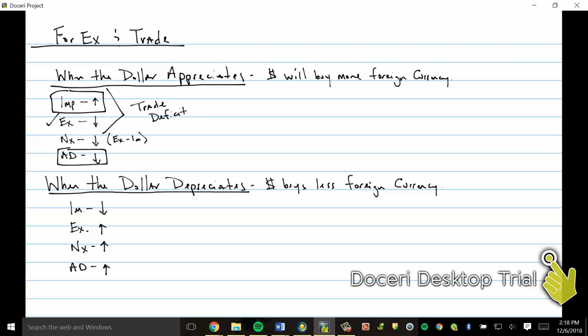Now, on the flip side, if we look at when the dollar depreciates, and again, this is for any currency that depreciates, that currency will buy less foreign currency. And if that's the case, then we're going to be less willing to buy foreign goods, which is why our imports will fall.